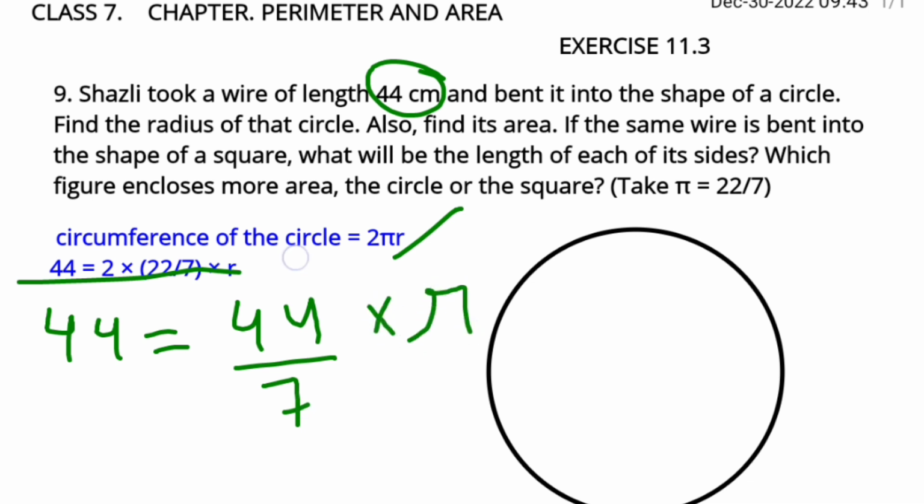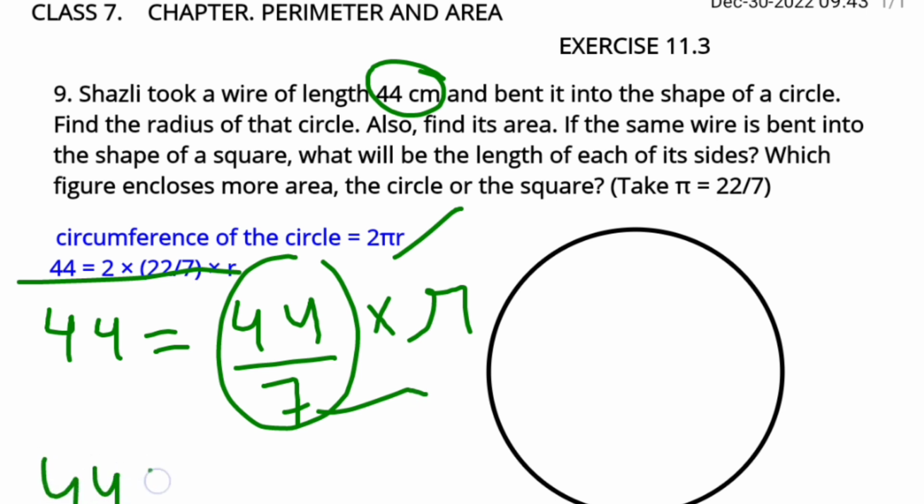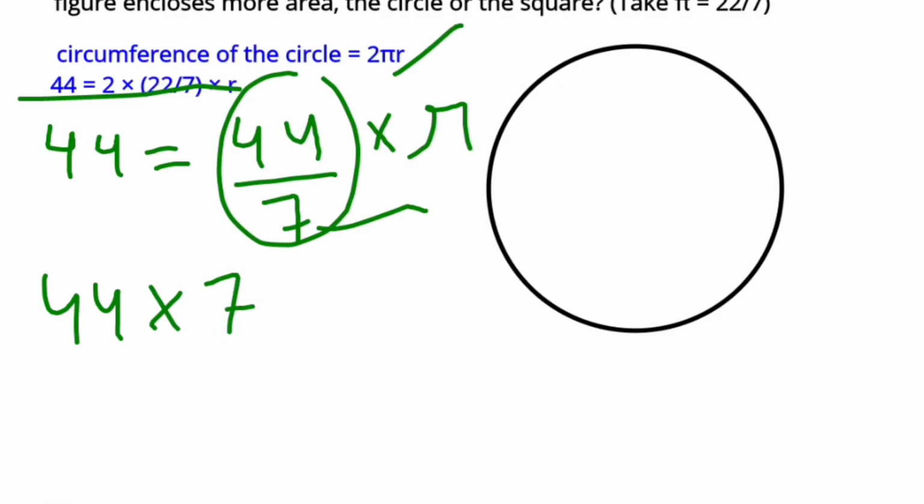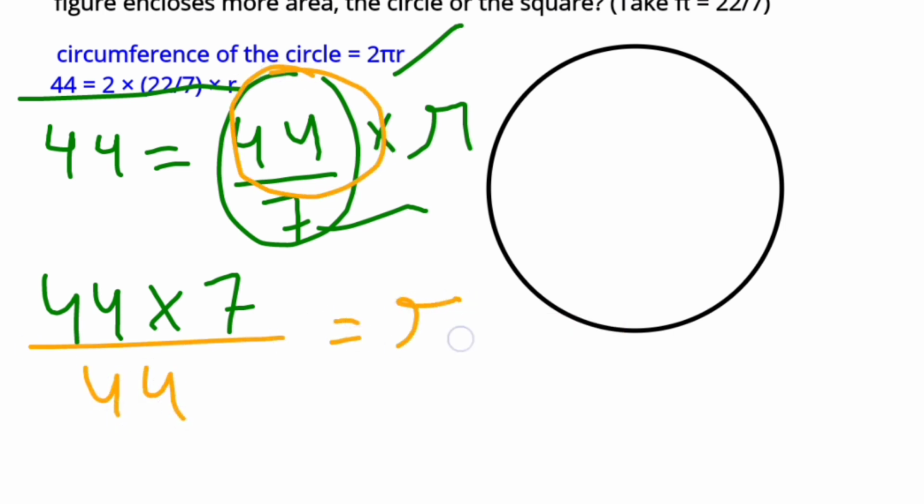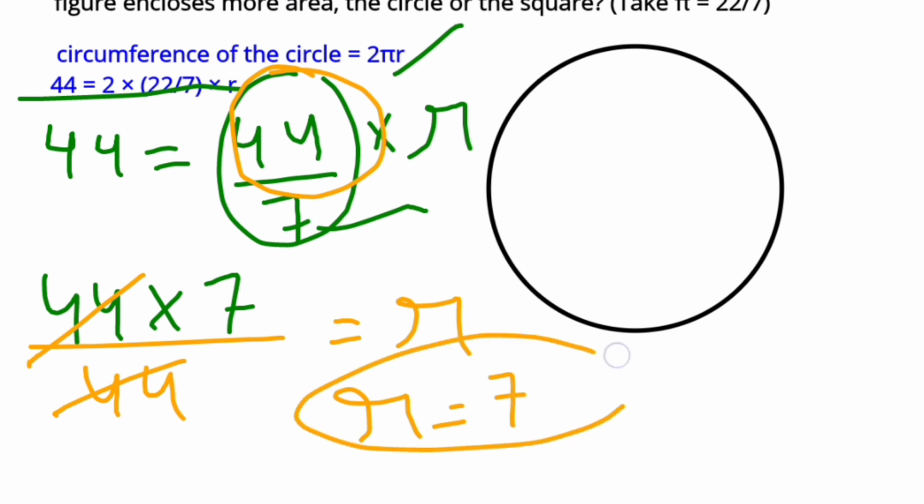Now we will transfer these values to the left-hand side. So 7 will go in multiplication as it is in division. So 44 into 7. This 44 is in multiplication, so it will go in division upon 44 is equal to r. This 44 and this 44 will cancel out, so r is equal to 7. The value of the radius is 7. So the first step we have calculated.